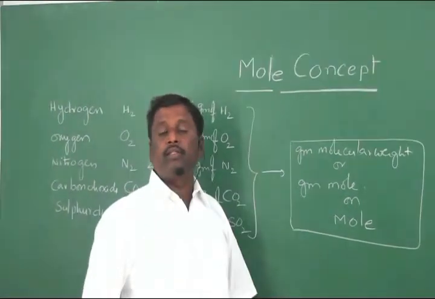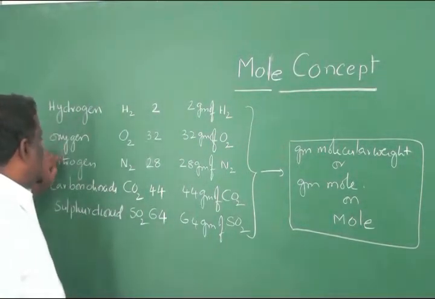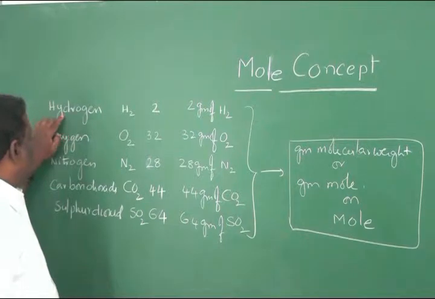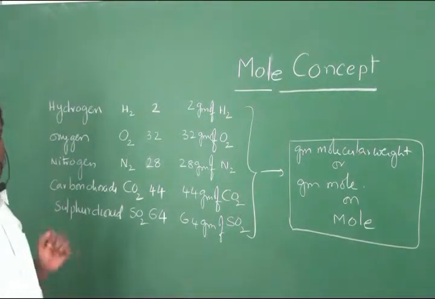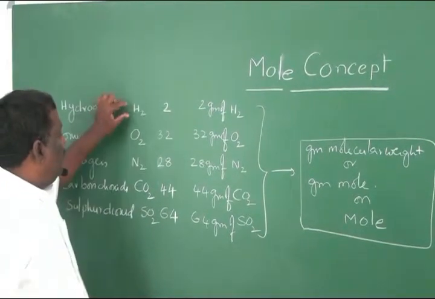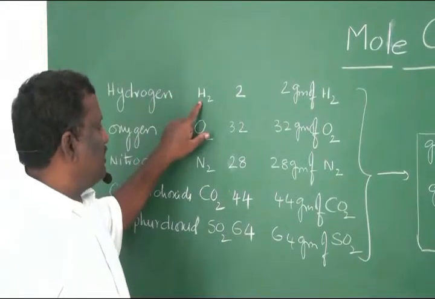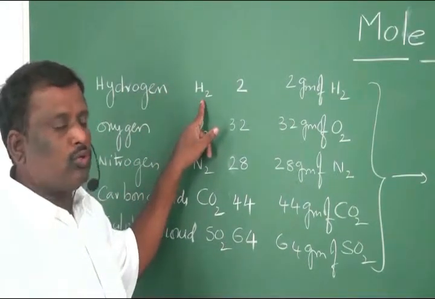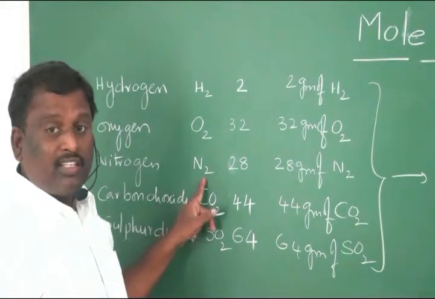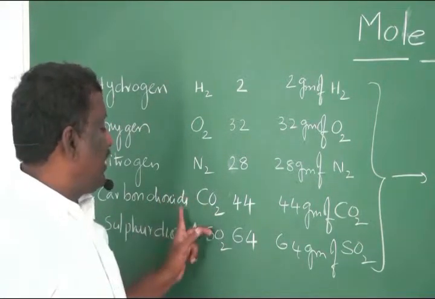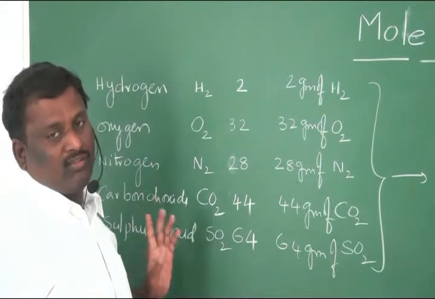So once again I repeat. Look here. Here we have several compounds: hydrogen, oxygen, nitrogen, carbon dioxide, sulfur dioxide, etc. Each substance will exist like this. Hydrogen exists as H2 molecules. Oxygen exists as O2 molecules. Nitrogen exists as N2 molecules. Carbon dioxide exists as CO2 molecules. Sulfur dioxide exists as SO2 molecules.